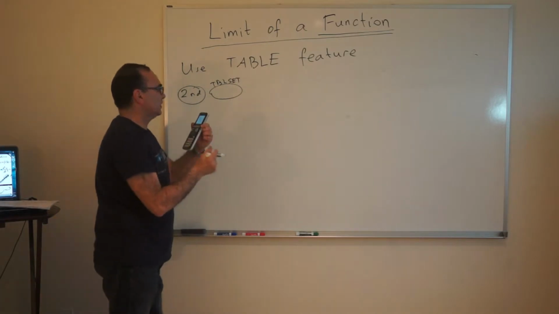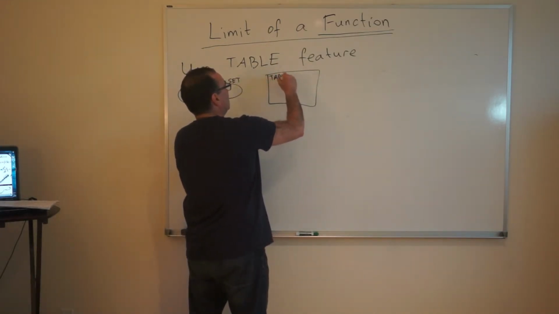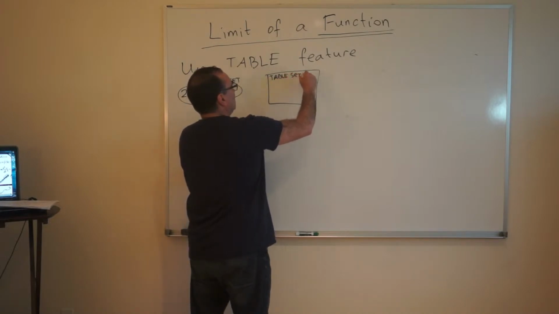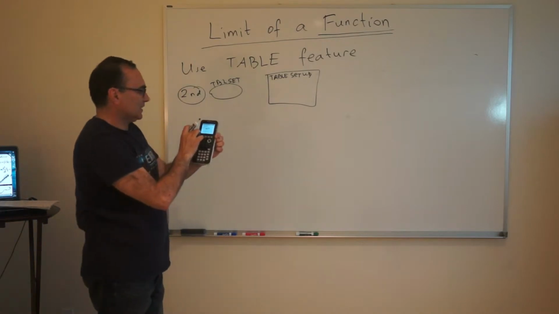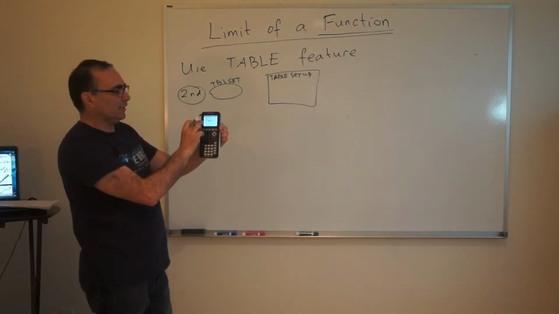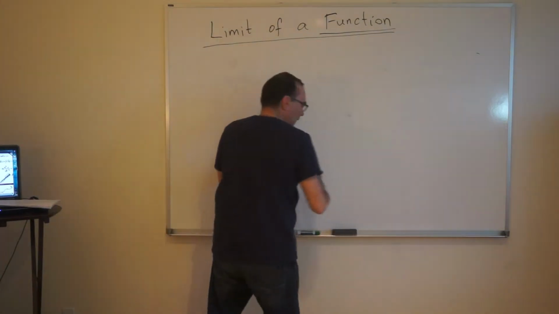And on the screen that you get, it's table set up. On this screen, you have to set up, look only at the last two lines. They are labeled independent.